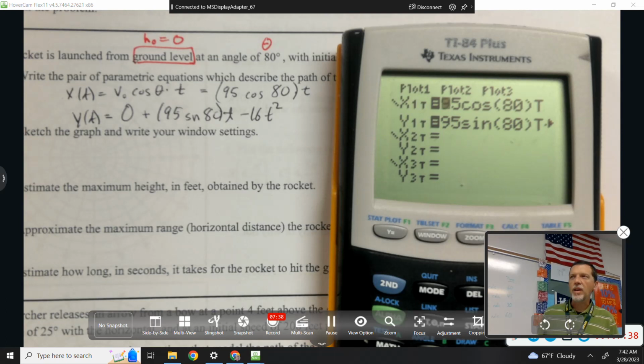Yeah, I skipped that step because my calculator was already there. Okay, so let me slow down. Is everybody in parametric mode? You see the screen where you can put in the x and the y separately, the two separate parametric equations?